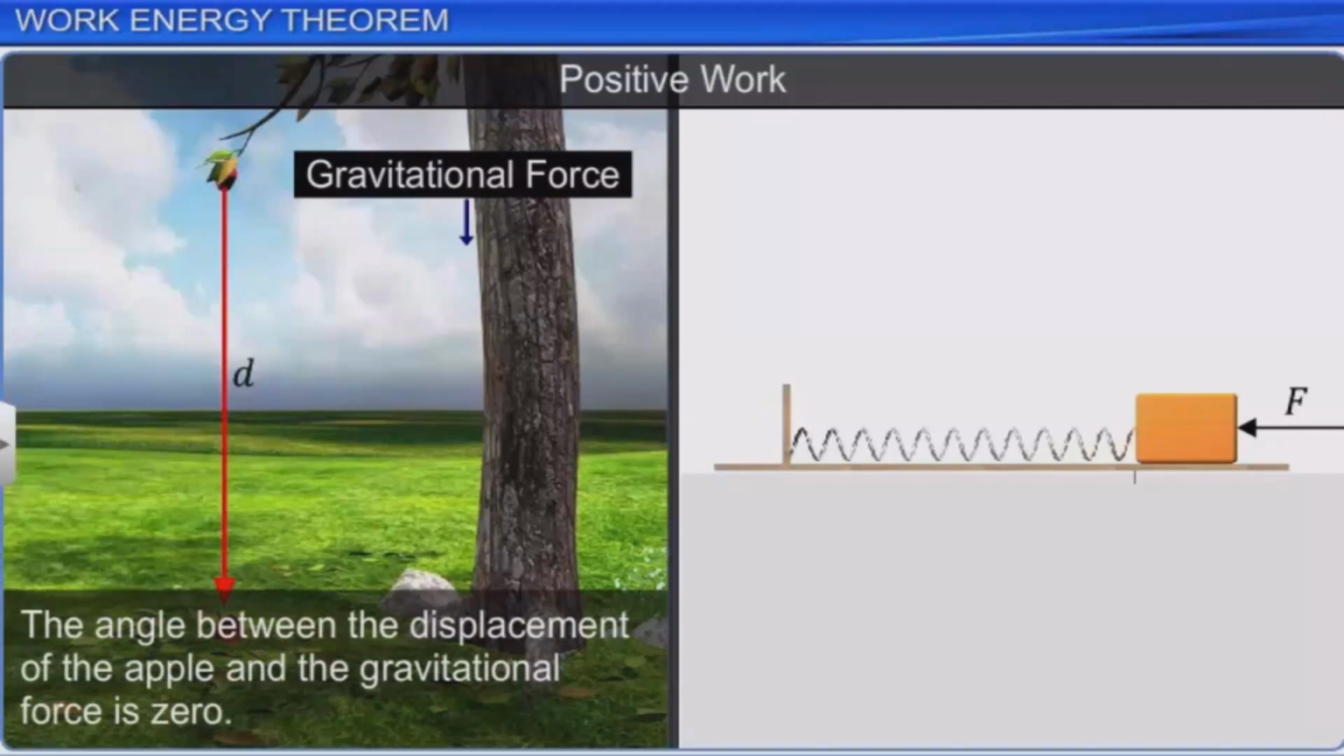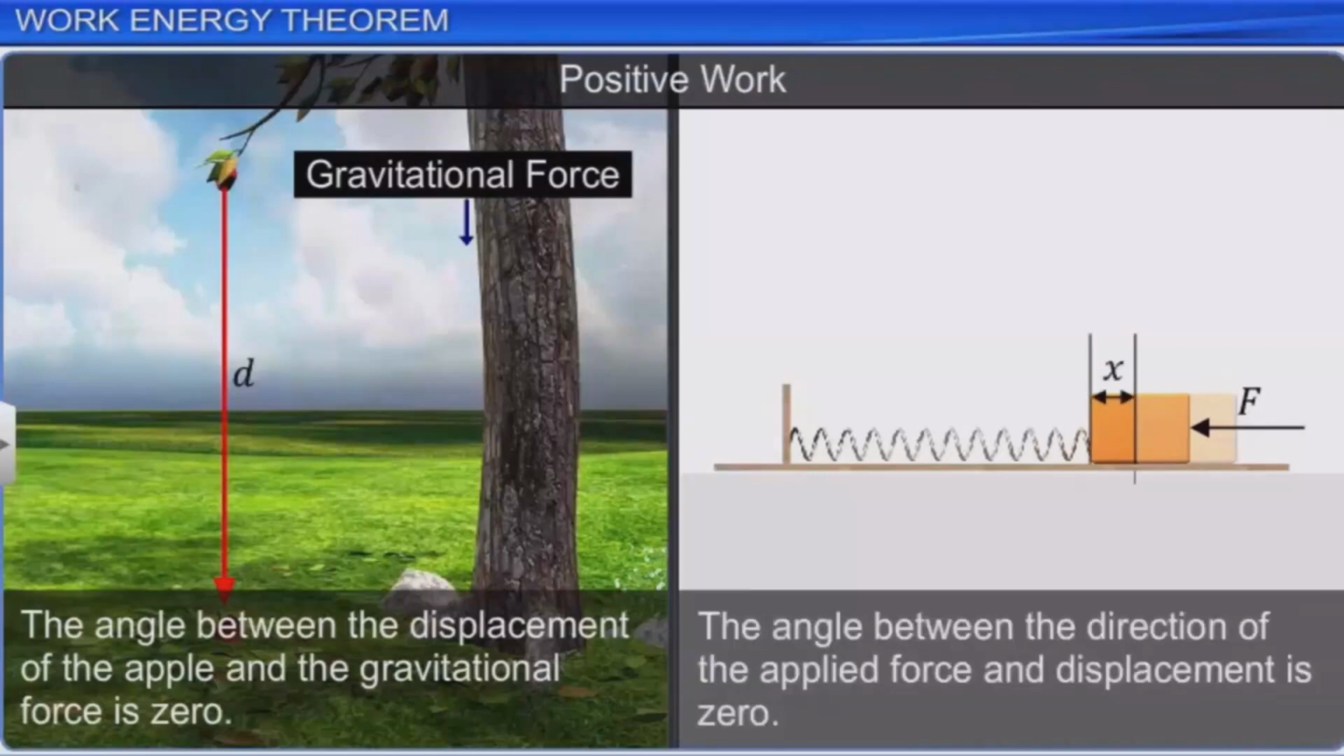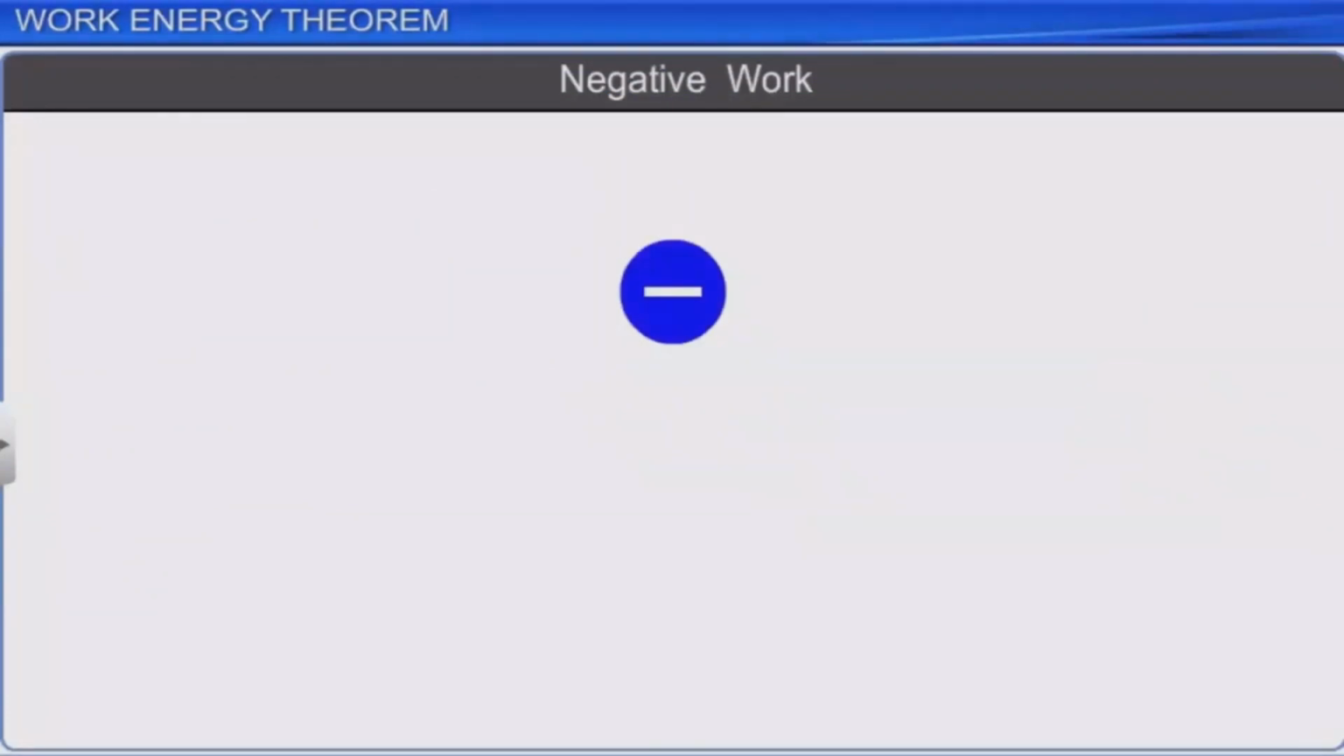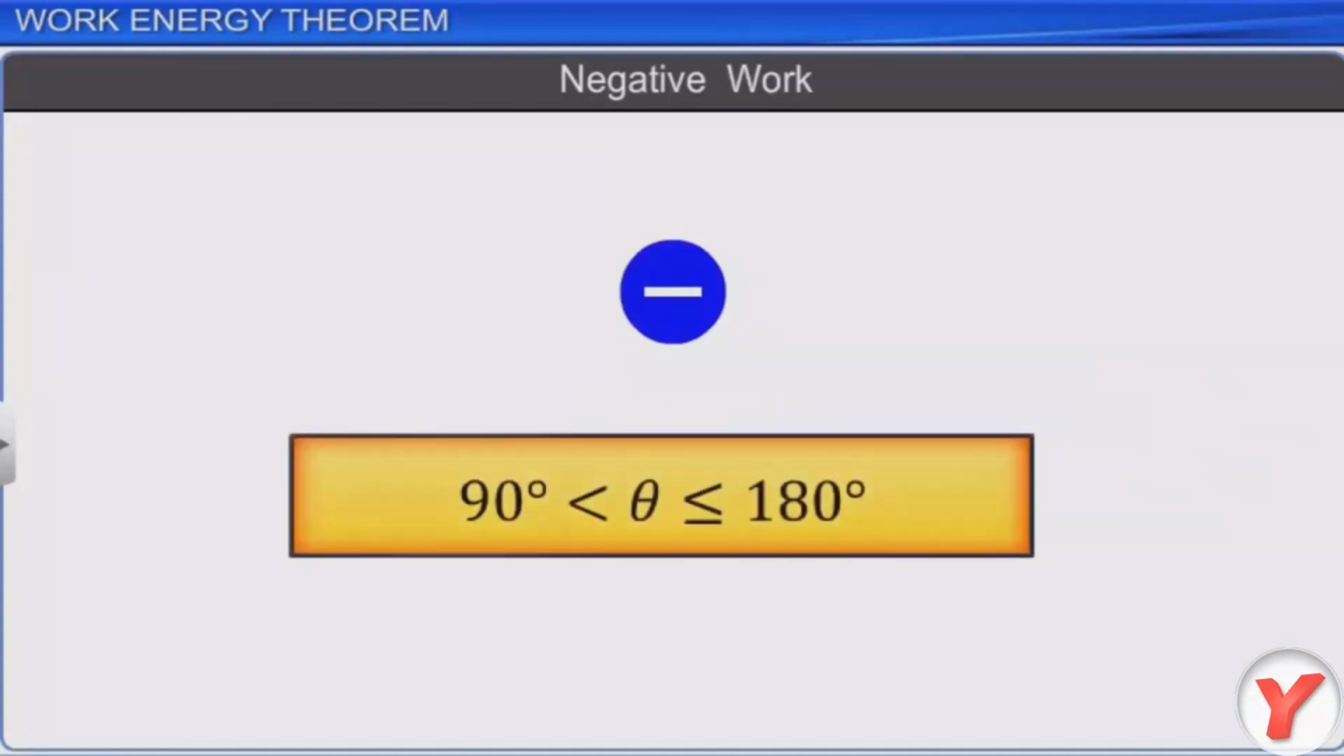Similarly, when a spring is compressed, the work done by the compressing force is positive. In this case too, the angle between the direction of the applied force and displacement, which is the compression of the spring, is zero. Work done by a force is negative when the angle between force and displacement is obtuse, that is, greater than 90 degrees and less than or equal to 180 degrees.